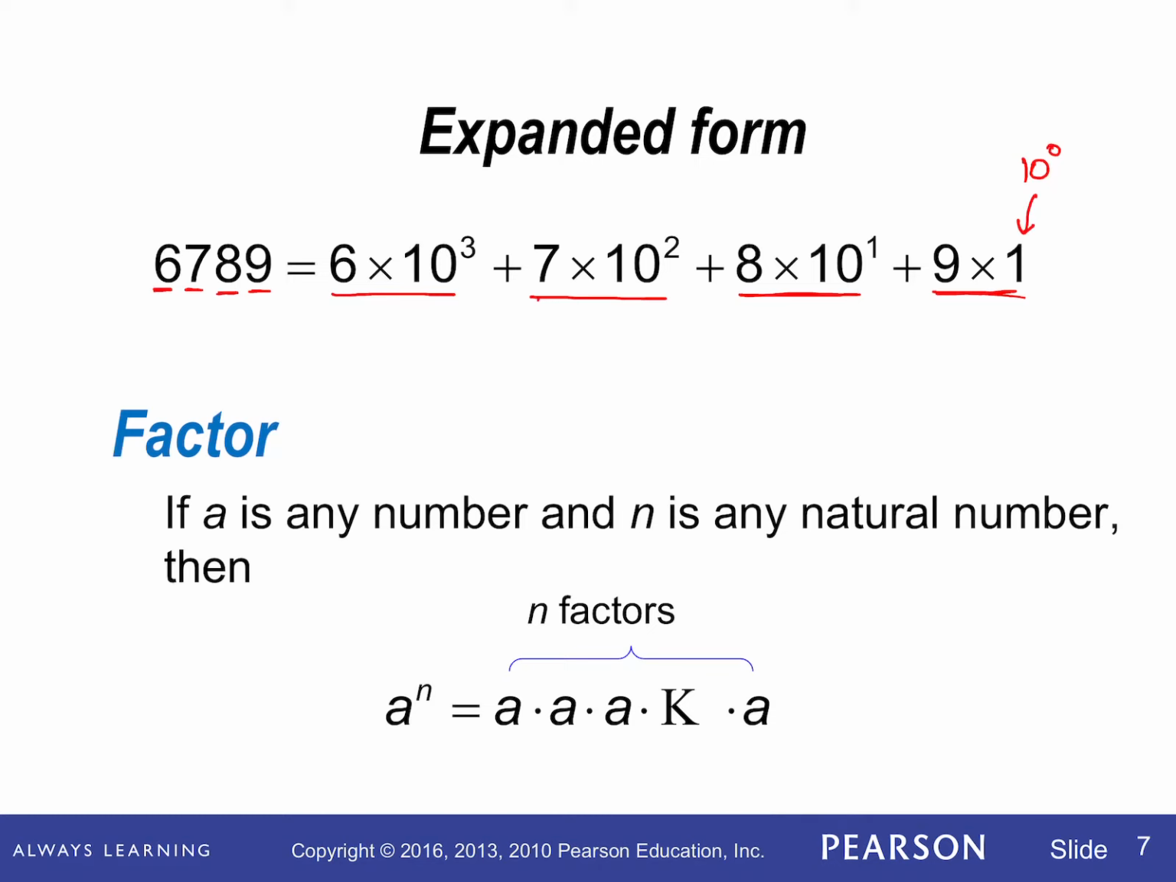Just to make sure we're all on the same page here, when I take any number a to the power n, what that's telling you to do is take a and multiply it by itself n times, right? So 10 cubed, for example, is 10 times 10 times 10, which is 1,000.